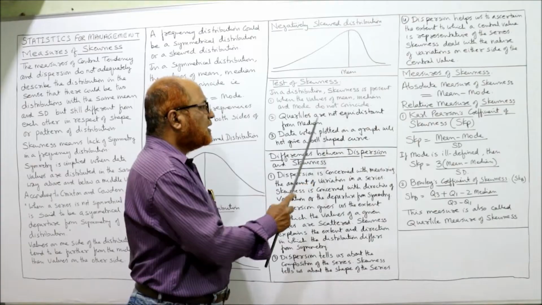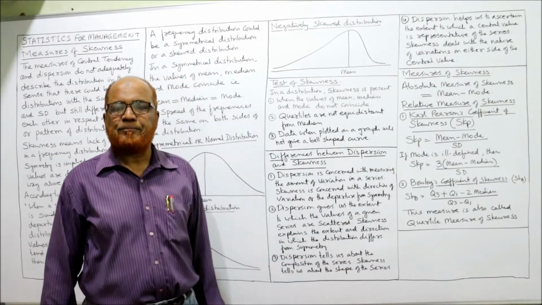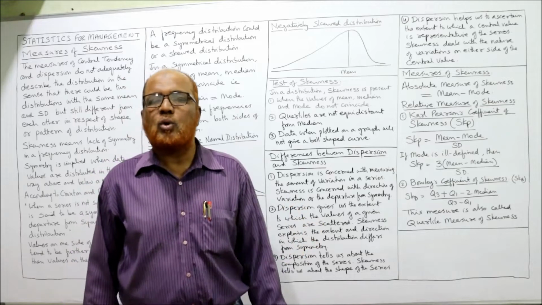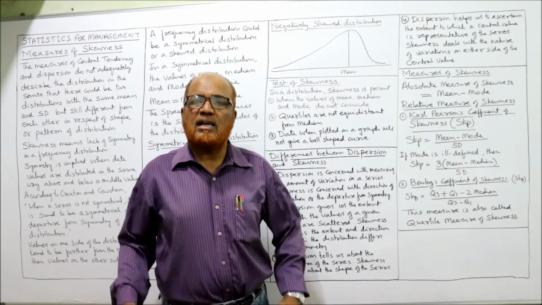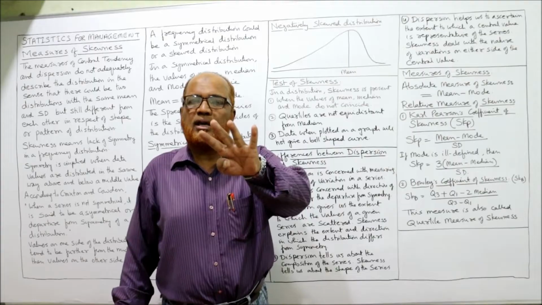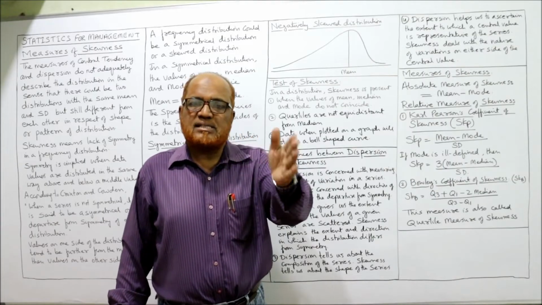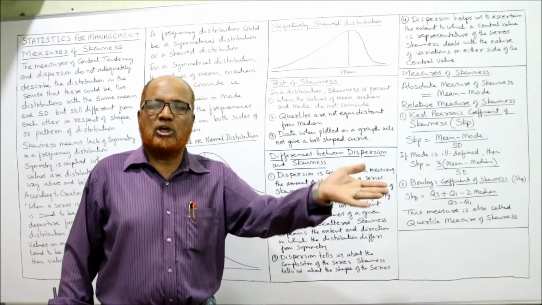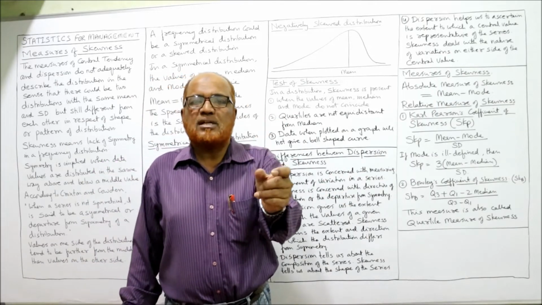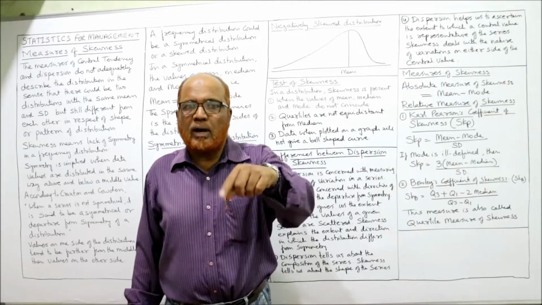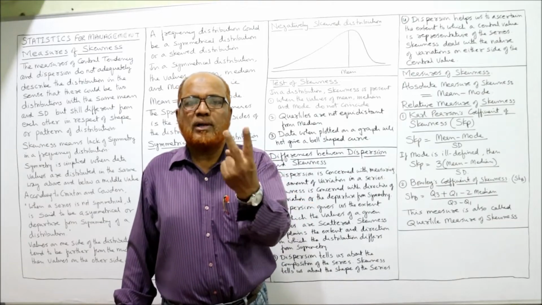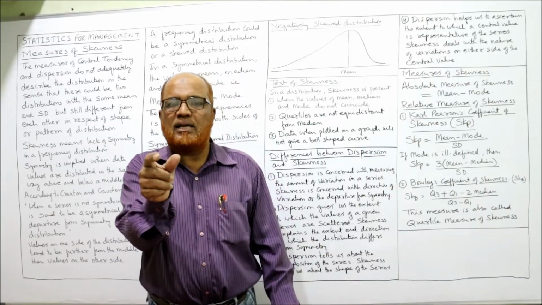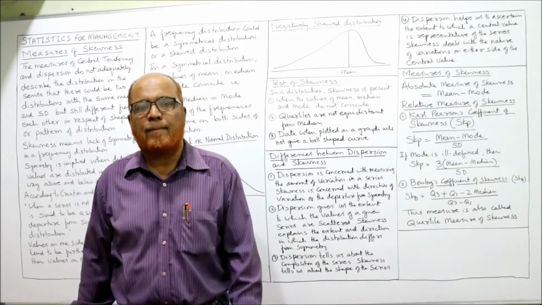Next, quartiles are not equidistant from the median. In the previous video on dispersion, I explained quartiles. Quartiles divide the distribution into four equal parts. There are three quartiles: Q1, Q2, Q3. But Q2 is nothing but the median. Q2 and median are one and the same. So only two quartiles are left, Q1 and Q3. Lower quartile is Q1, upper quartile is Q3.